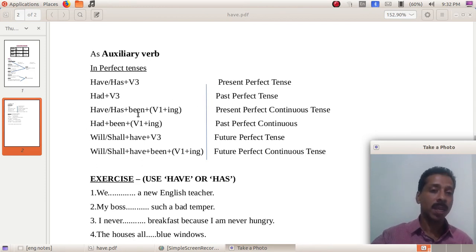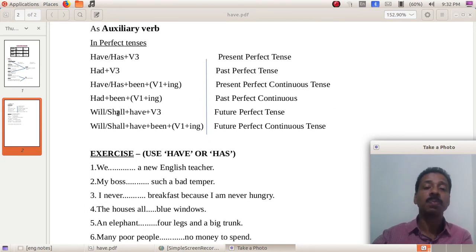Have or has plus been plus V1 ing form, that is present perfect continuous tense. Had been plus V1 ing is past perfect continuous tense. Will or shall plus have plus V3, future perfect tense. Will or shall plus have plus been plus V1 ing, future perfect continuous tense.